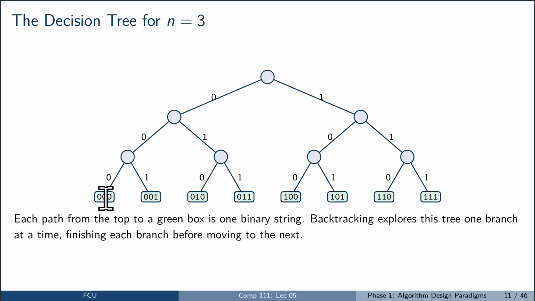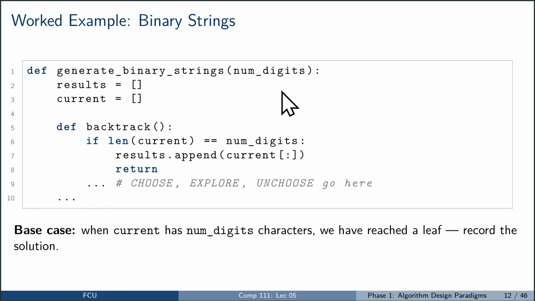These green ones, these are called the leaves. This is something called depth first search, meaning that you go really deep first and explore each branch completely, and then you come back. So now let's take a look at some code. Here's the setup. One function called generate binary strings takes one argument, the number of digits that we want to create.